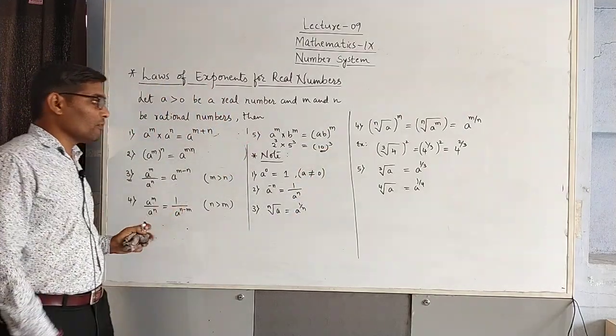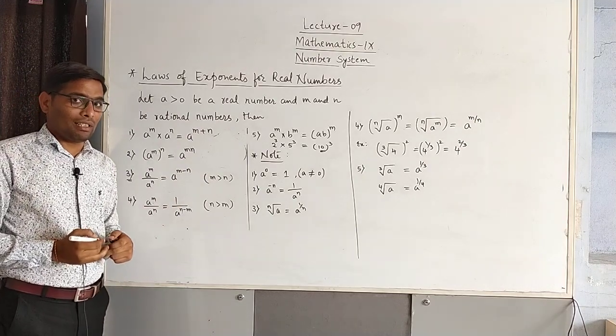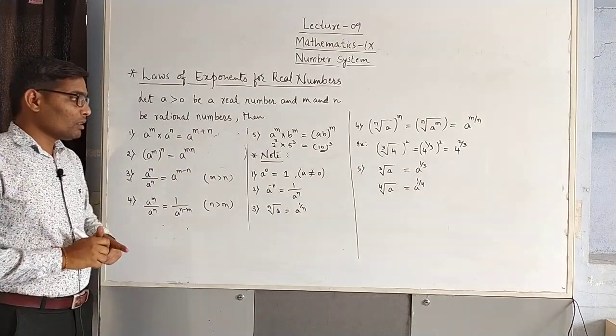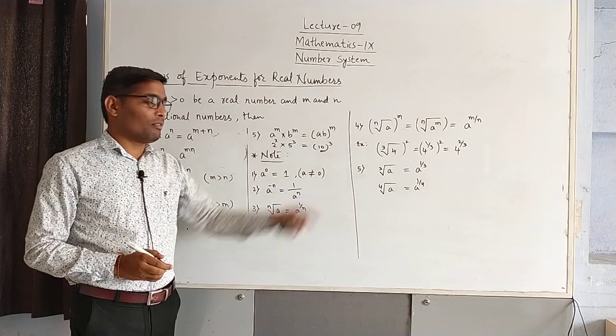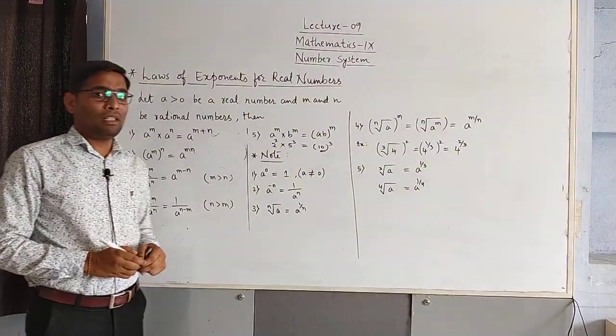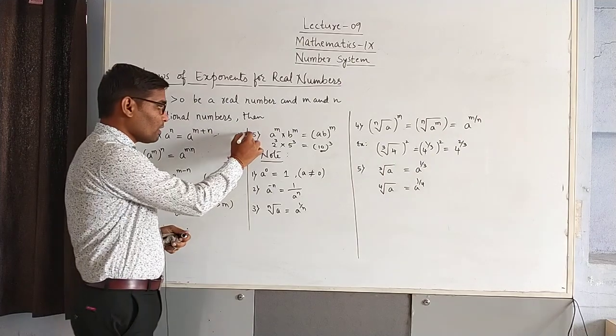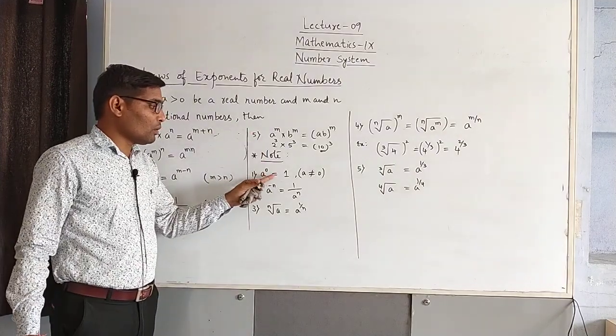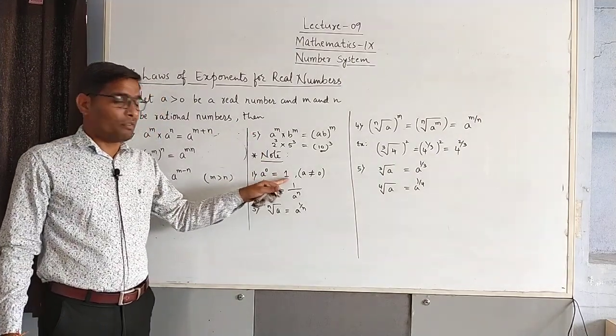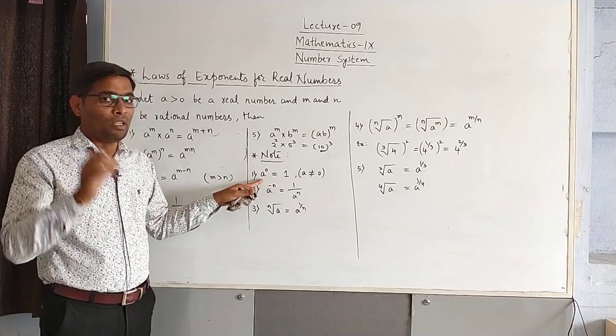So these are the main 5 laws of exponents for real numbers. Now there are a few more points which are necessary to solve problems on the laws of exponents for real numbers, so let's discuss those also. The first one is a to the power 0 equals 1. It means that if the power of any number is 0, then the value will be 1.